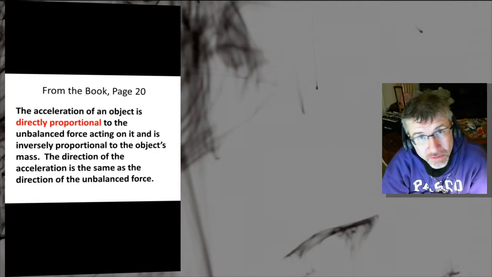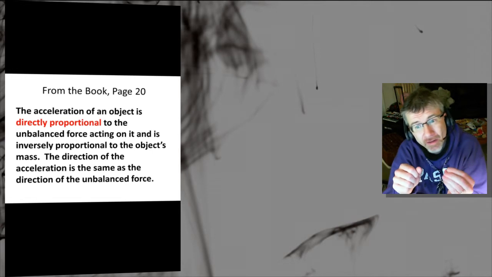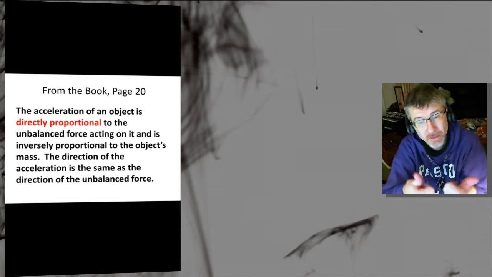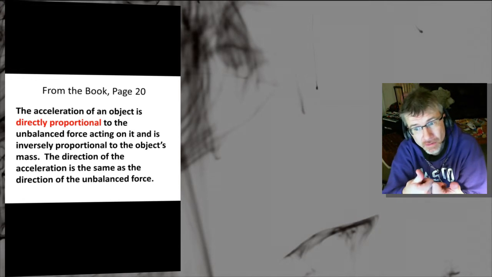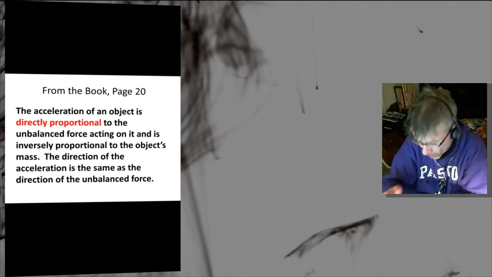Directly proportional means that as force changes, acceleration changes in the same direction. That's directly proportional. The weight of somebody is directly proportional to their size. The bigger a person is, the bigger their weight.